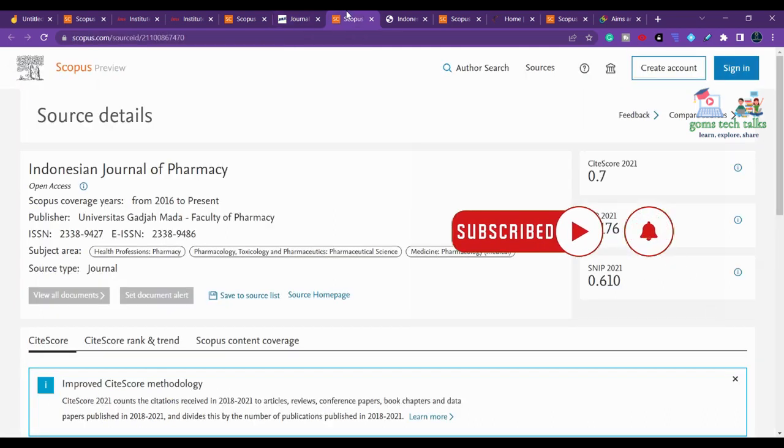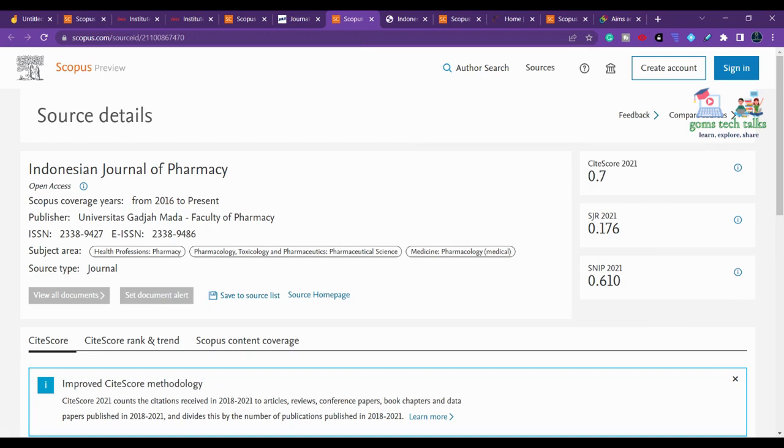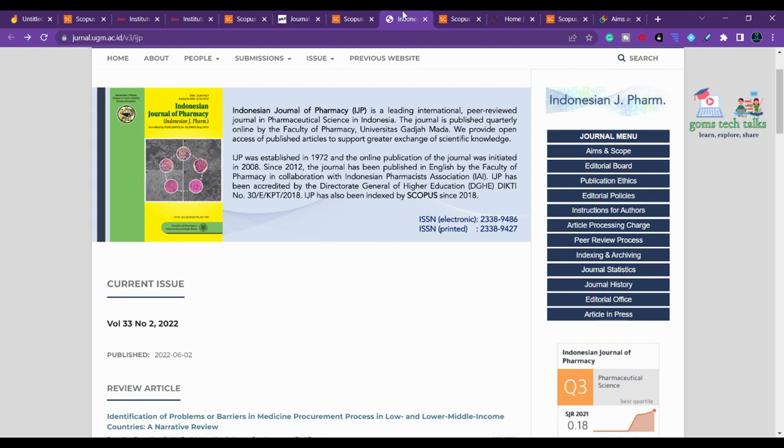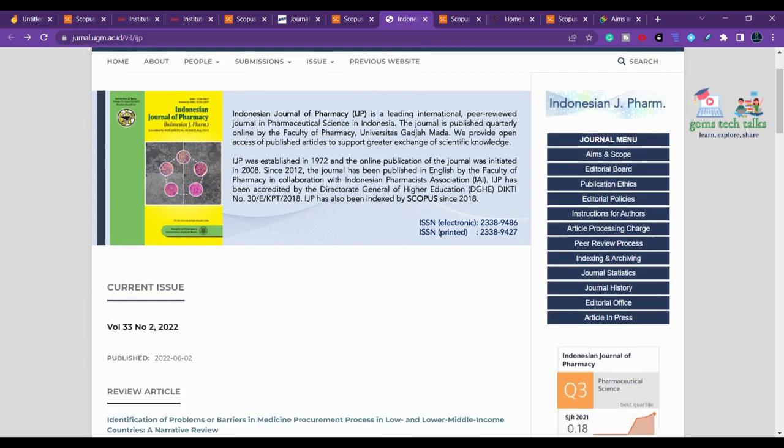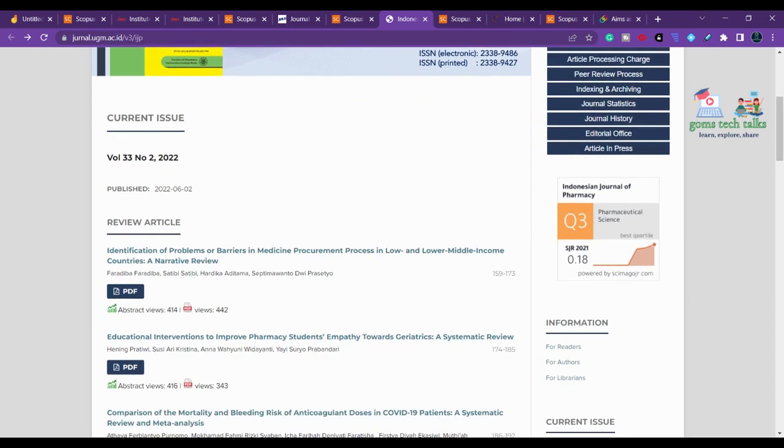The next one is the Indonesian Journal of Pharmacy. This is related to pharmacy. So this will be the paid journal. Health profession and pharmacology, medicine, everything. Here, if you go to this particular website, you can see that this is International Journal of Pharmacy. Okay, this is still there in Scopus.